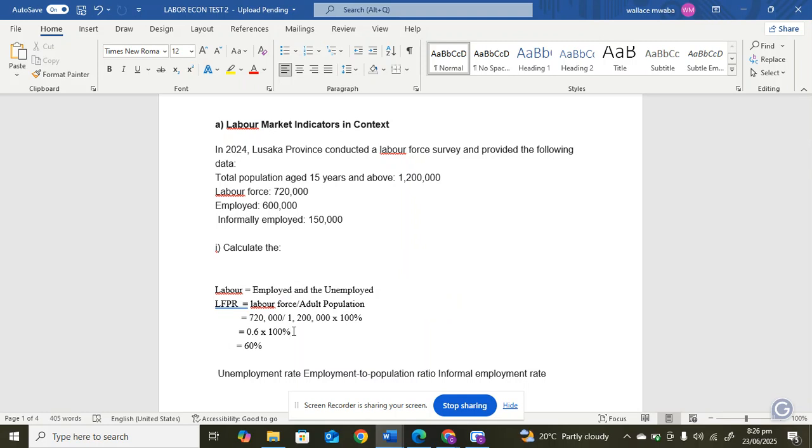In labor economics, and in a nation generally, you want a sizable workforce so that they can go into the industries and implement their skills so that the nation can be productive. Any questions before I go to the unemployment rate?